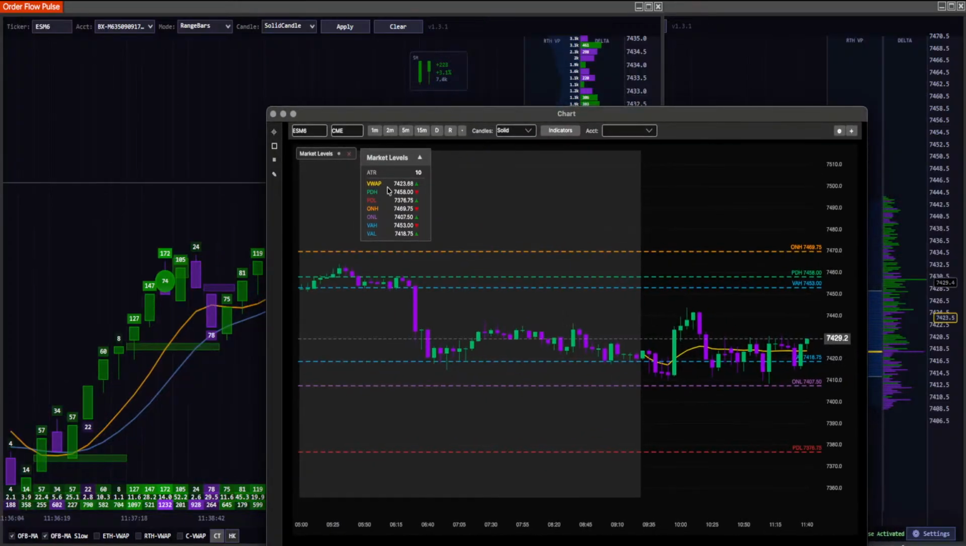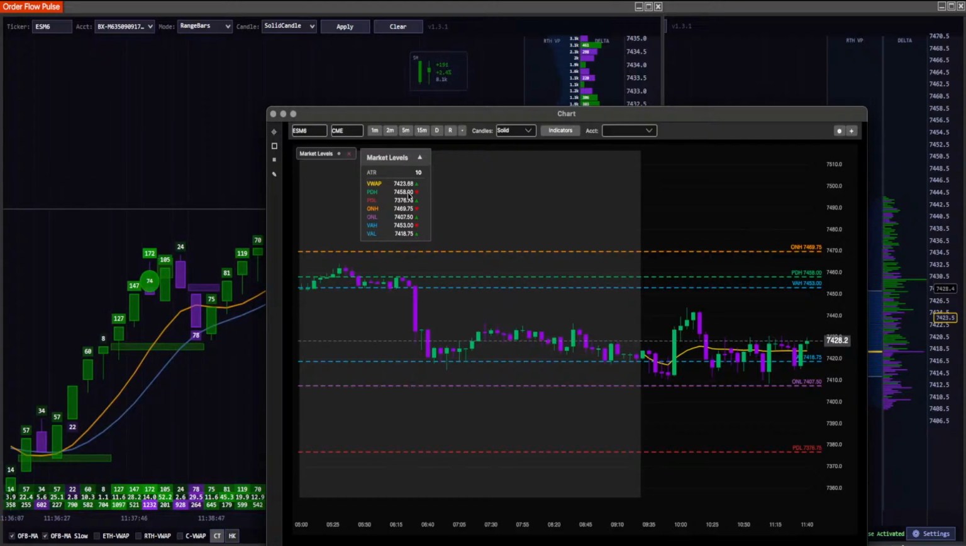Market levels here. The market levels VWAP. Well, we're above the VWAP right now. Previous day high, we're below. Previous day low, we're above. The overnight high, we are below. The overnight low, we are above. The value area high, we are below. The value area low, the green candle is up. This is like green, red, green, red, green, red. I mean, come on, man. I'm just saying.